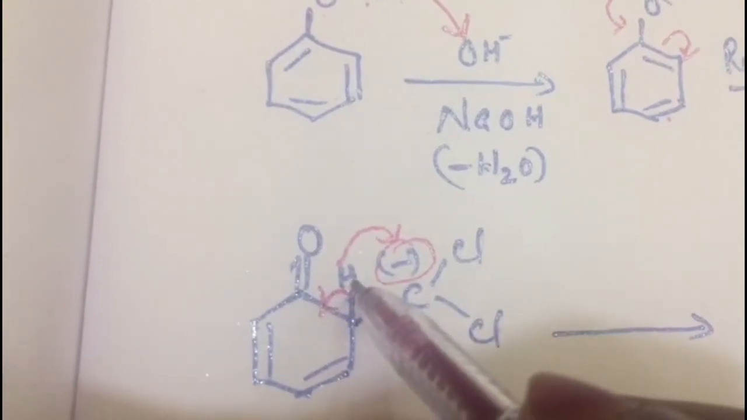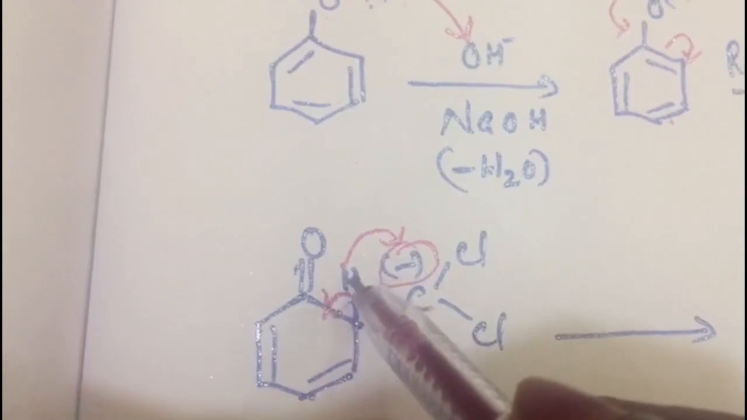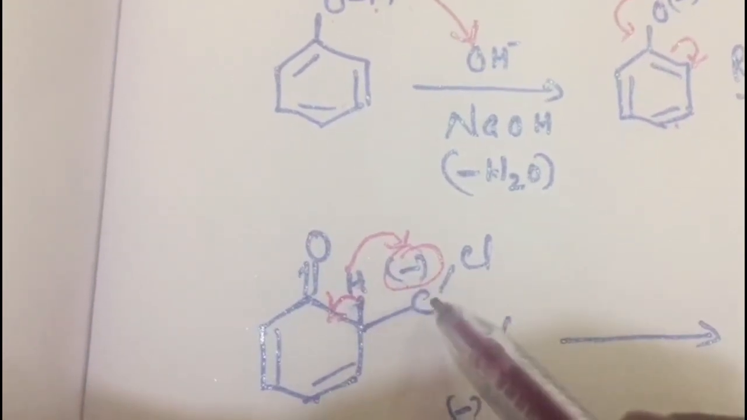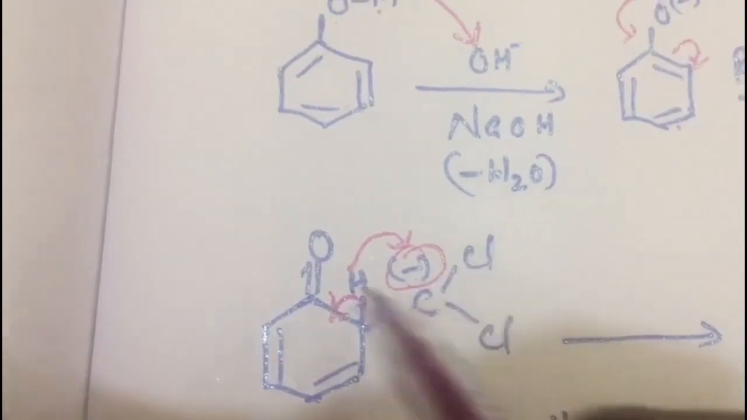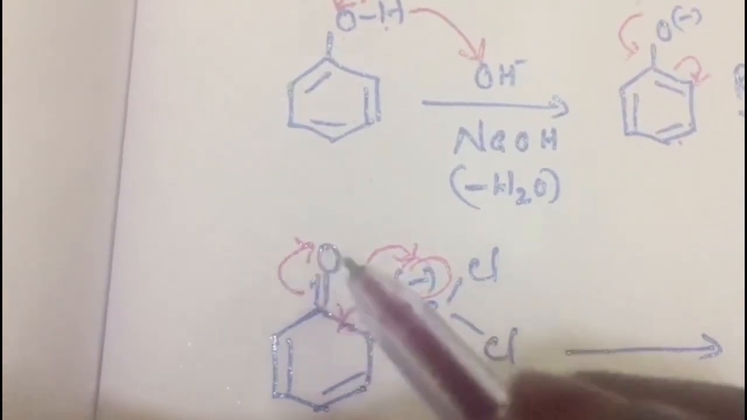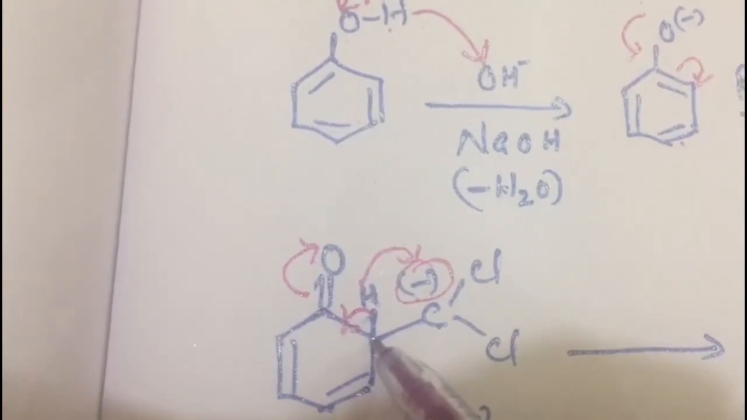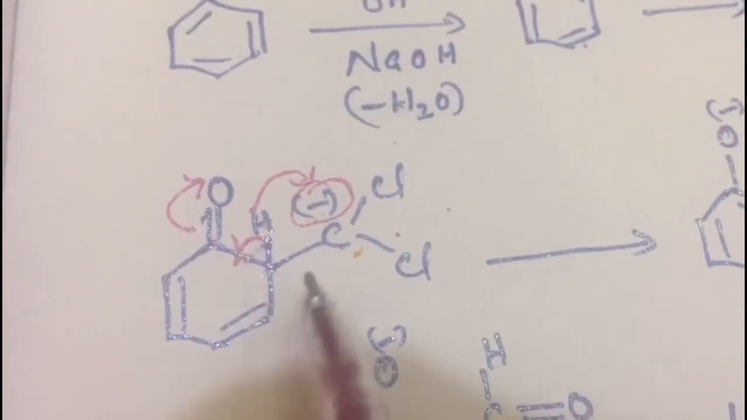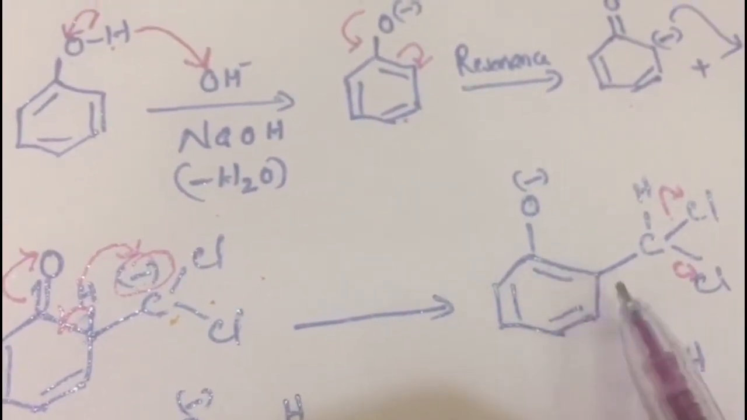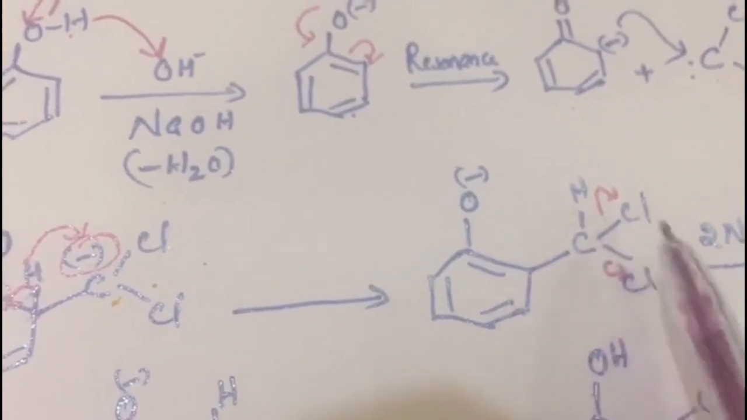So here H will lose as H plus, these electrons will be given here and this H plus is absorbed here, so it will become CHCl2. Then the double bond electrons will be shifted towards the oxygen atom. So here the carbon atom is positive, here the carbon atom is negative, and this negative will form a double bond here. So the product will be benzene structure, O minus, then CHCl2.